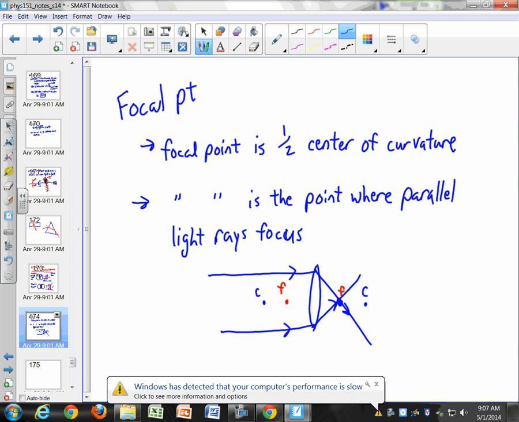I want to show you some rays and how we create images with lenses. These are called ray tracing diagrams or ray diagrams. You're not going to have to draw ray diagrams, but it's useful when we're talking about the eye to understand some basics about how these ray diagrams work.